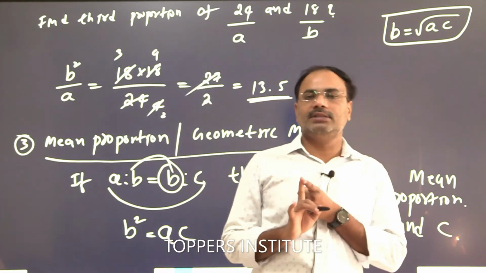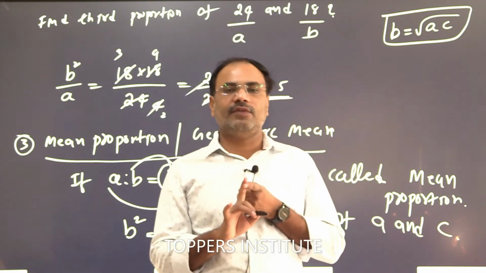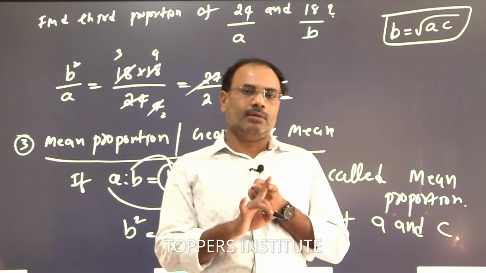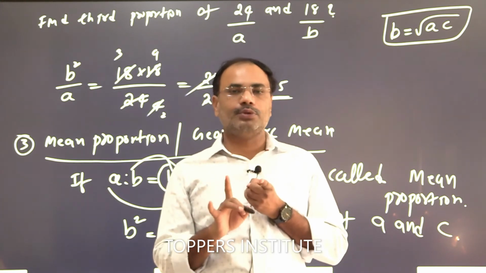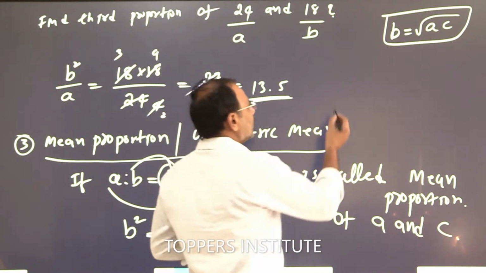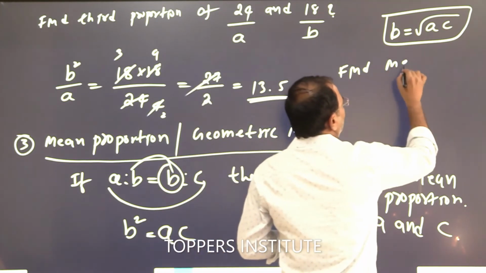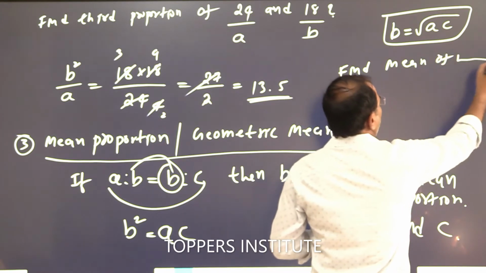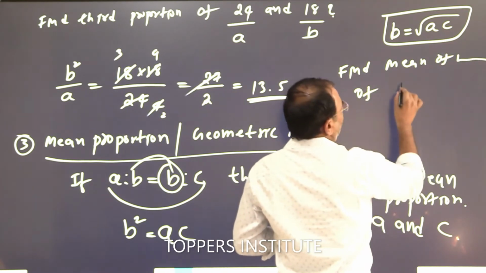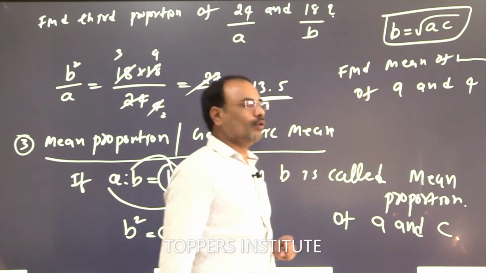So finally, what is the conclusion? Fourth proportion is defined on general proportion. Third proportion and mean proportion are defined on continued proportion. So question ఎలా అడుగుతారు దీంట్లో? సింపుల్. Find mean proportion of 9 and 4 అని చెప్పి అడుగుతారు.